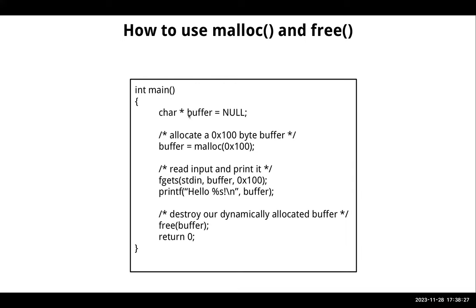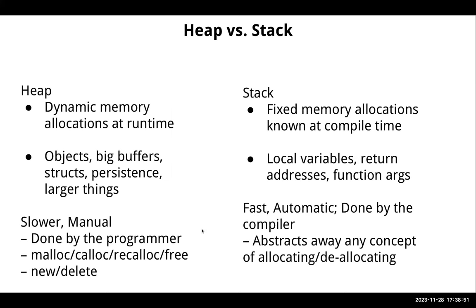So it's not on the stack. The pointer is on the stack. The pointer points to a memory region. That region is not on the stack. That region is on the heap. Then it prints out hello, that buffer. Then we just destroy that buffer using free. Okay, so that's basically how you use malloc and free.